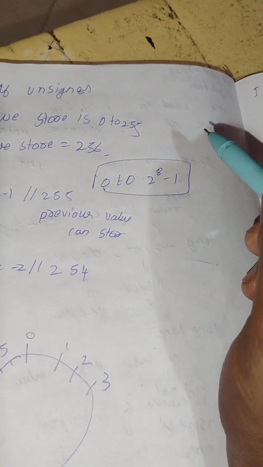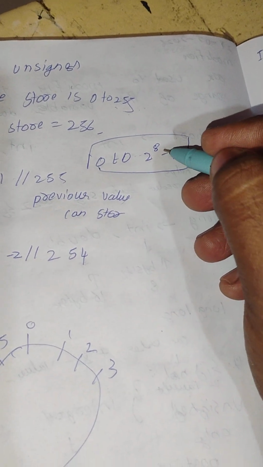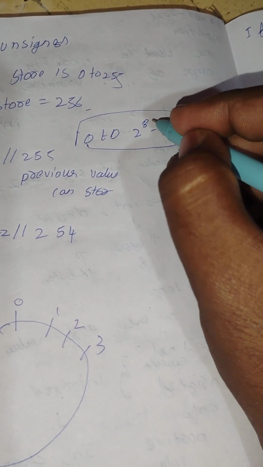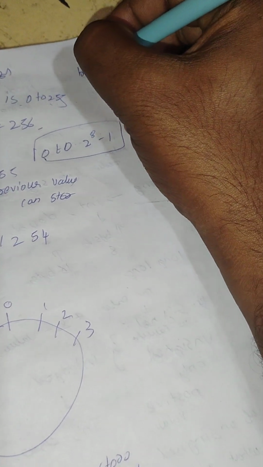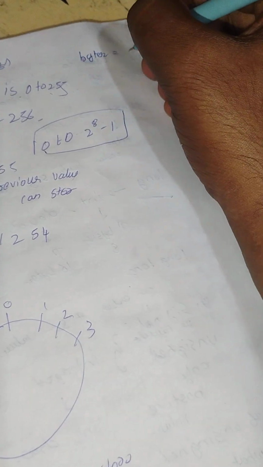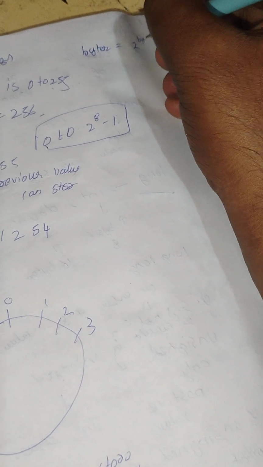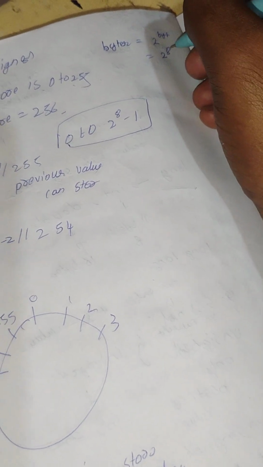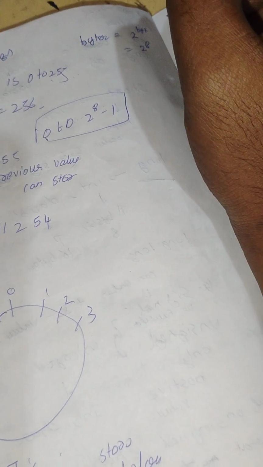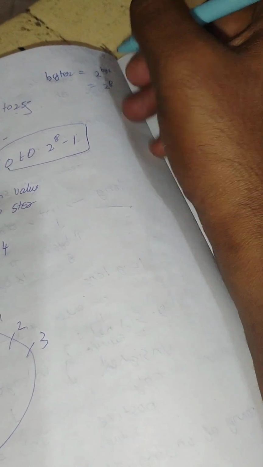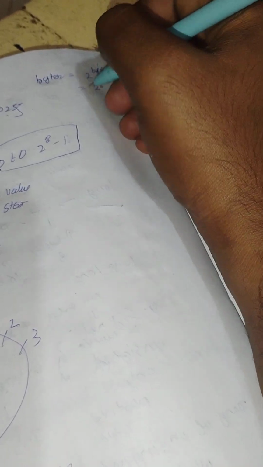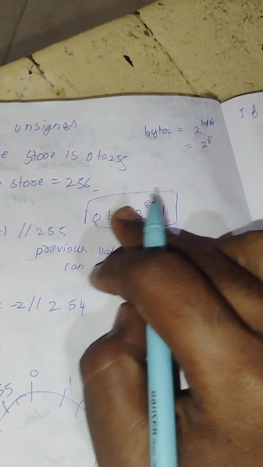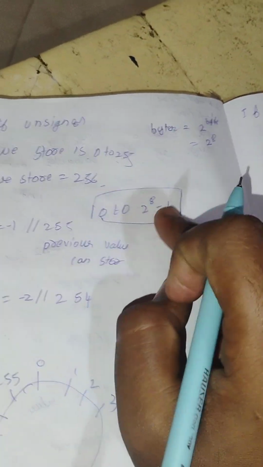How am I sure about this? Because of 2 to the power of 8. With the help of this formula, bytes can be converted into bits, with 2 to the power of the number of bits. So for char, the number of bits is 8. This is how the values can be stored in an unsigned char. We can write this range like this also.